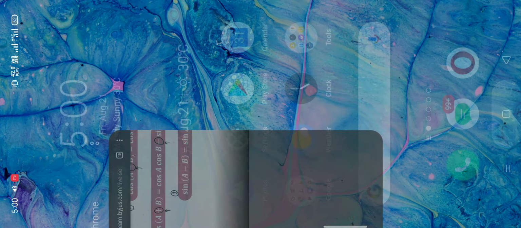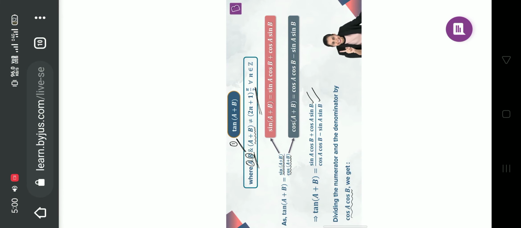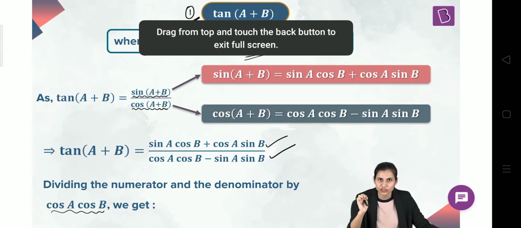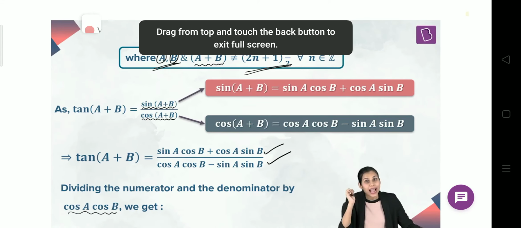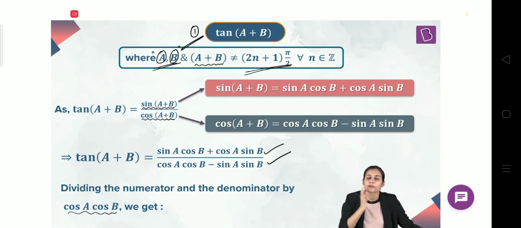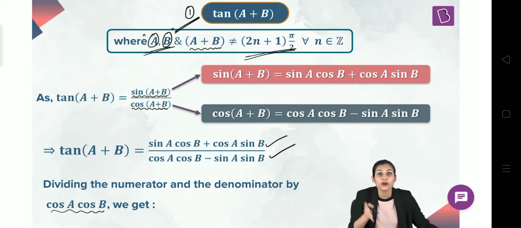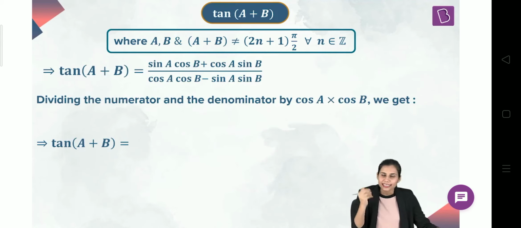But wait a second. Can I divide by this? I did consider A and B individually to be not odd integral multiples of pi by 2. That means I made sure cos A is non-zero and cos B is non-zero, and hence the product of cos A and cos B is also non-zero, and hence, check, I can divide the numerator and denominator by cos A cos B. It's a valid step. So let's begin doing that.